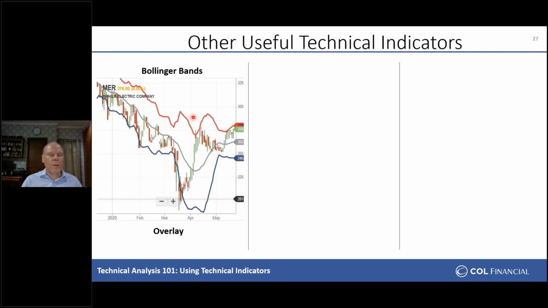Maybe one day we'll do another specialized webinar to talk about specialized indicators. But for now, I just want to show you how you can use such indicators and plot them along your graph. In a downtrend, the way to use a Bollinger Band is to look at where the trend condition is.